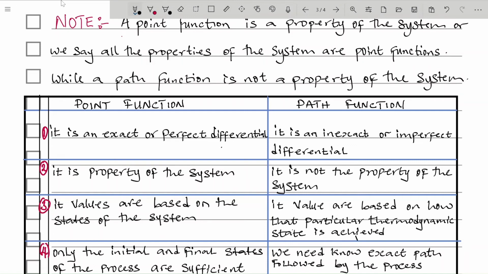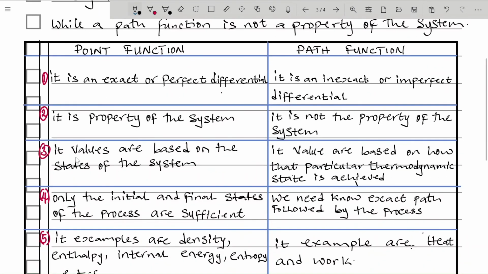Number 2, it is a property of the system. Yes, point function is a property of the system because it depends on the state. While path function is not a property of the system. Why? Because it depends on the process irrespective of the initial and final state. It depends on the path followed by the thermodynamic process irrespective of the initial and final state.